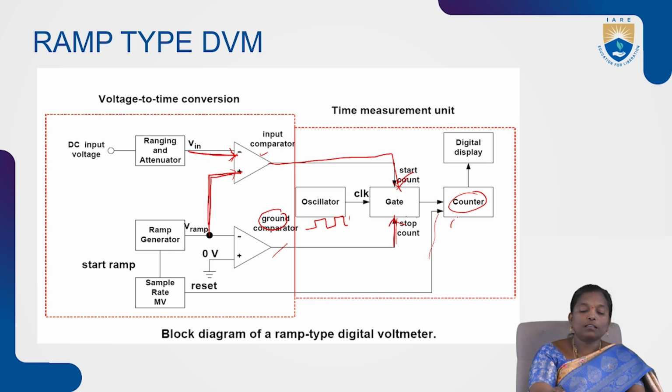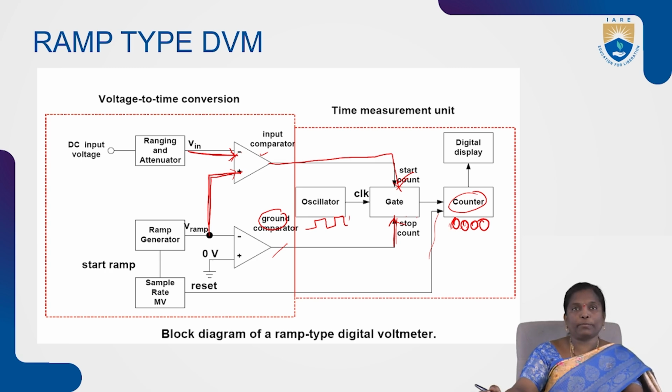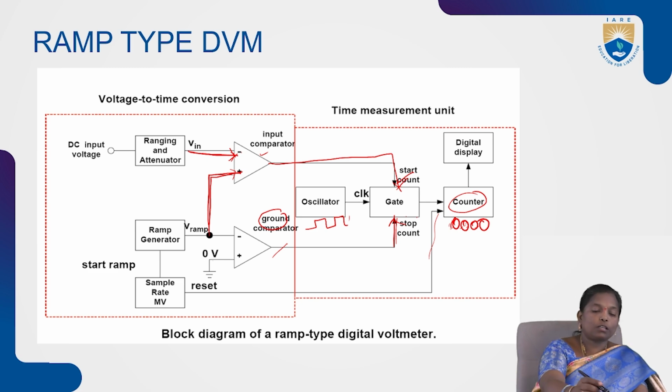Now the counter has count 0, 0, 0, 0. Whenever the counter resets, we will start the operation. We have to apply the ramp input. Here the ramp input is the negative going ramp input. So initially the voltage of the ramp signal is positive, and whenever the positive ramp voltage is equal to our input signal voltage, the input comparator sends the signal that opens the gate.